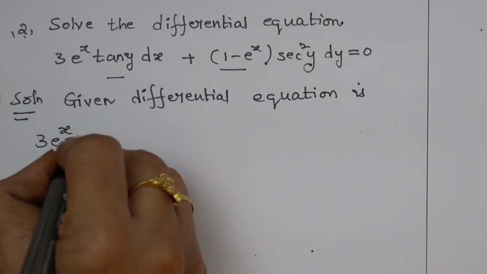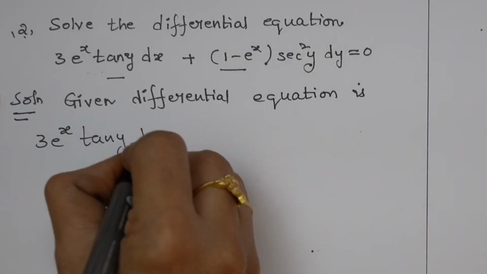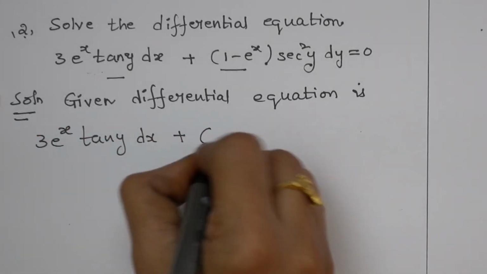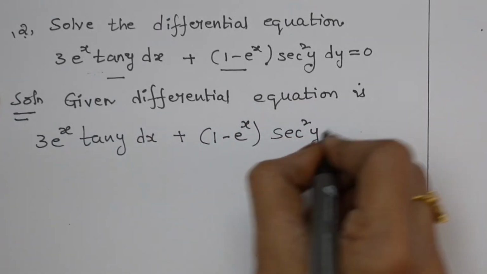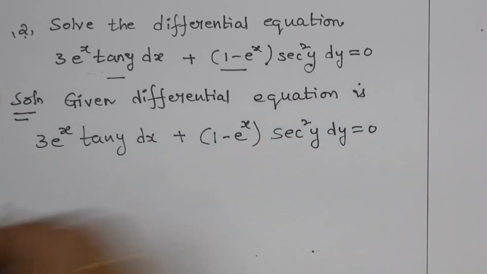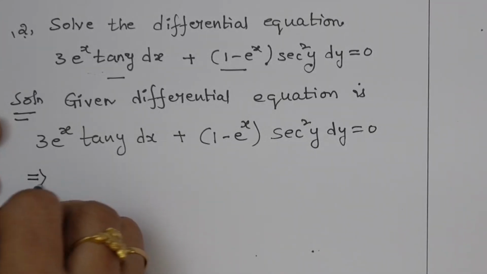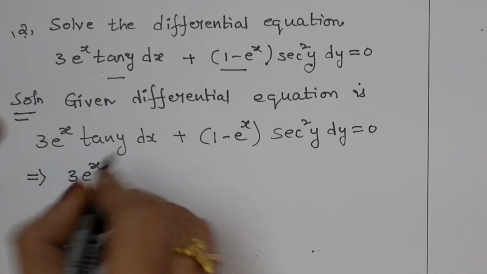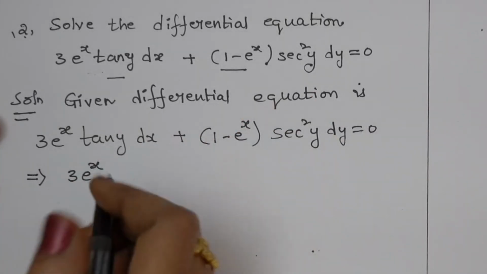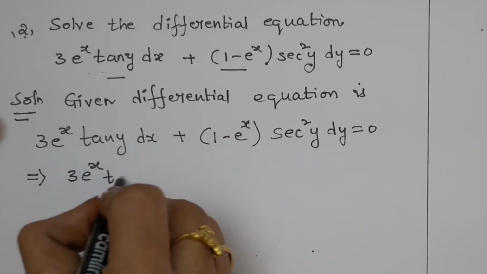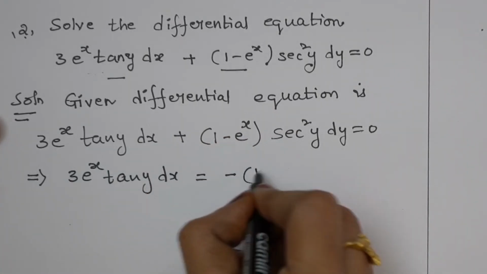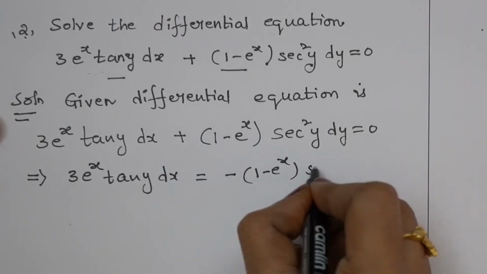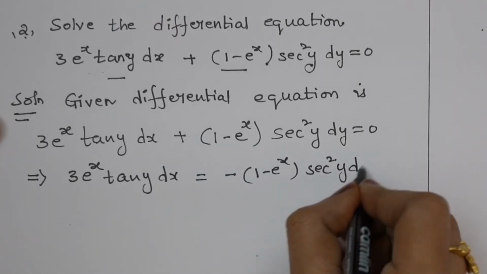3e power x tan y dx plus 1 minus e power x secant square y dy equal to 0. This can be written as 3e power x tan y dx is equal to minus 1 minus e power x secant square y dy.